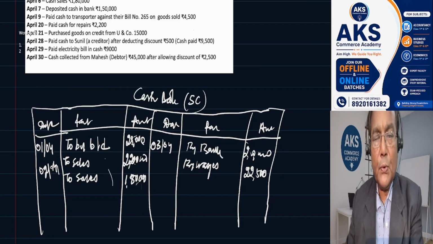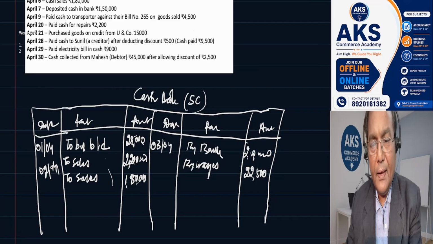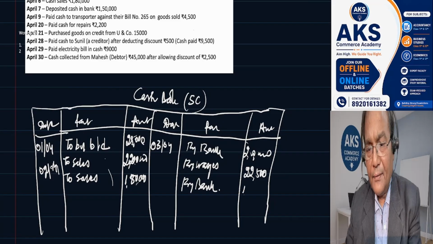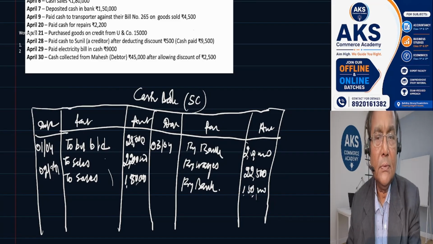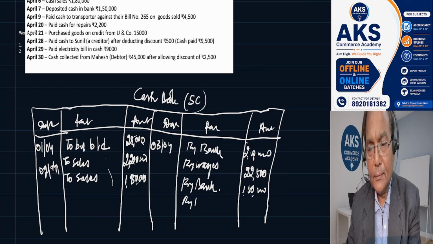Then deposited cash in bank. So bank is debited to cash; cash is by bank. How much? 1,50,000. Then paid cash to transporter against bill on goods sold. So cash payment to transporter: by transporter, which is 4,500.